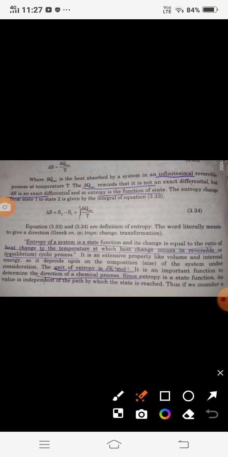So the change in entropy is actually the ratio of the heat change with respect to the temperature. It is an extensive property along with being a state function. An extensive property is a property that depends upon the size of the system, like volume and internal energy do. These two factors are considered extensive properties, similarly to entropy, because entropy also depends upon the size of the system.